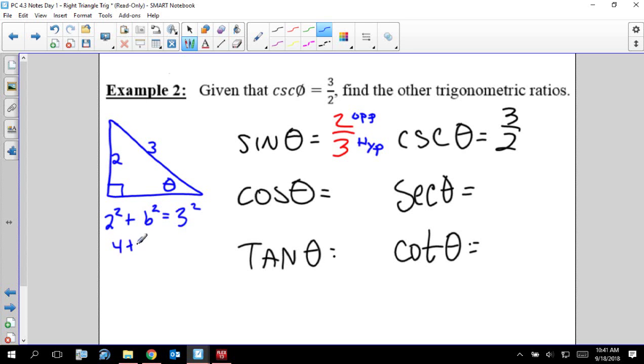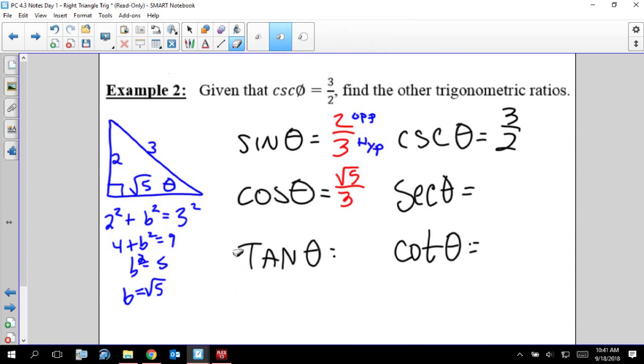So 4 plus b squared is 9, so b squared is 5, so b is square root 5. Square root 5 is our missing side. So cosine is square root of 5 over 3. Tangent, I find, is... no, it's 2 over square root of 5, sorry. 2 over square root of 5.